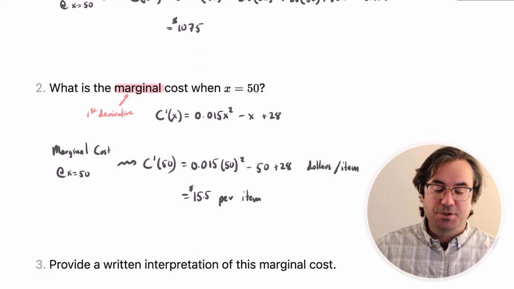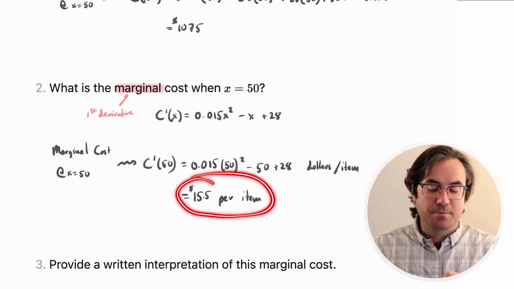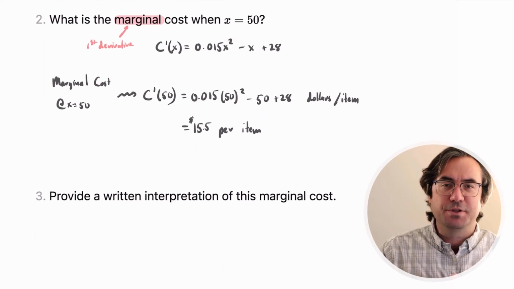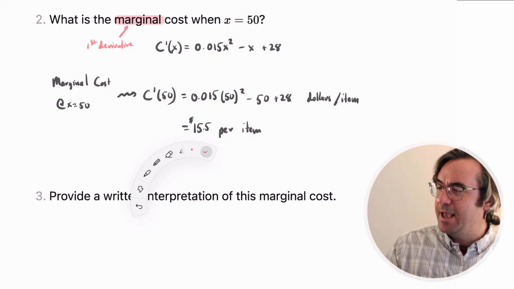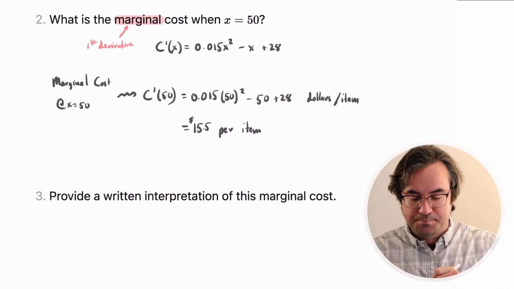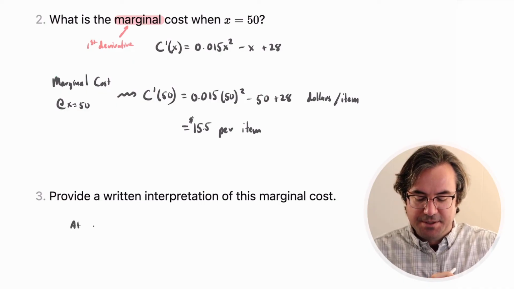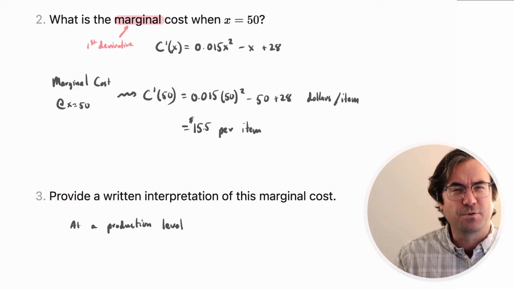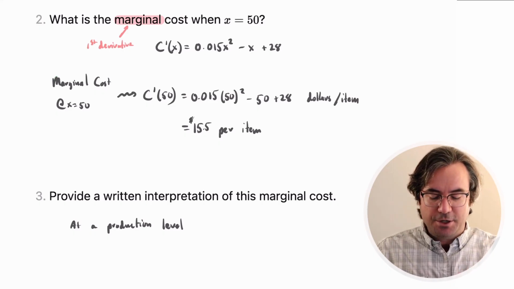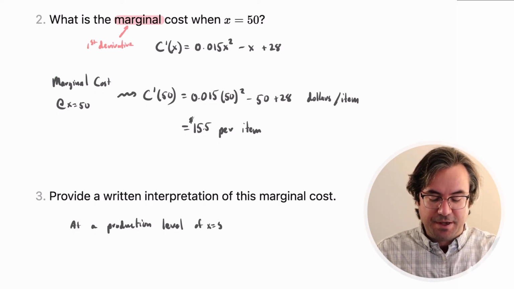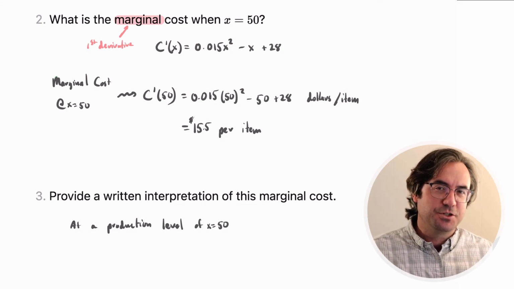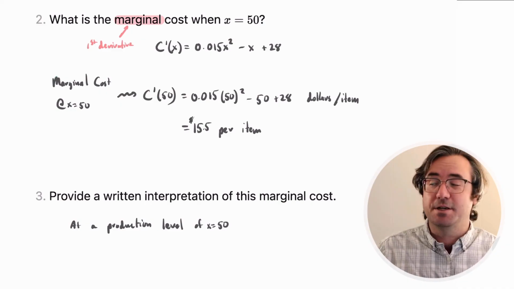All right. So now let's interpret this value. What is this value actually saying? So let's interpret this marginal cost. What it's telling us is at a production level, and I'm going to write out the interpretation first, and then we'll talk about it a little bit. So at a production level of x equals 50, what marginal cost does is it tells us how much the very next item is going to actually cost us.